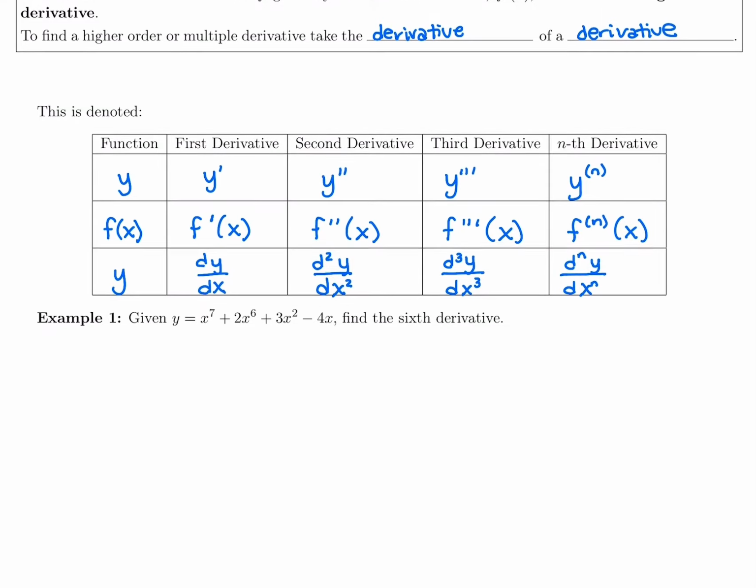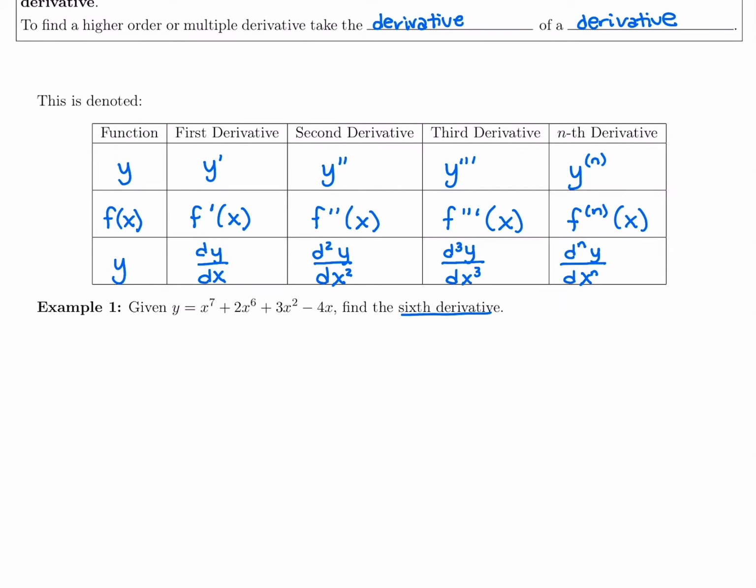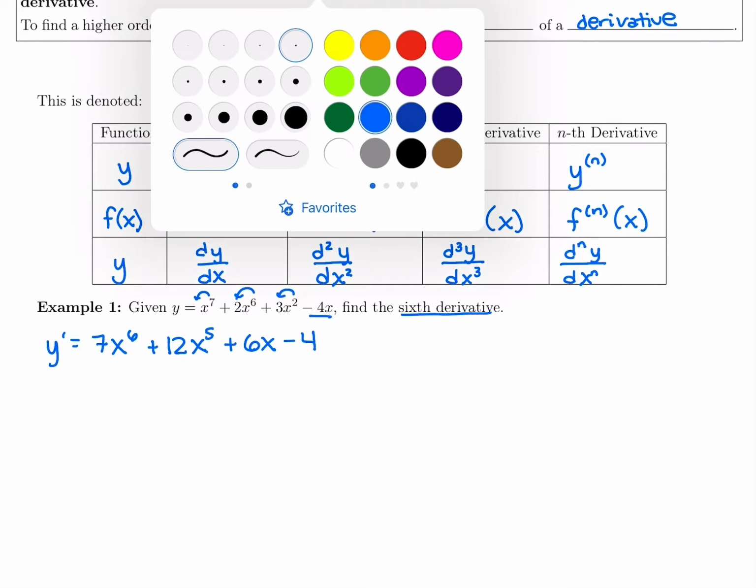So let's practice this. Let's find the sixth derivative, which is very high order compared to a first derivative, of this function here. We're going to see that it's really not too difficult. We're going to take the derivative of a derivative. Our first derivative of y, we'll label it y prime. We're just going to bring down the power. We have 7x to the 6. Next one, 2 times 6 is 12x to the 5th. Then we have 3 times 2 is 6x. Derivative of negative 4x is negative 4. There's our first derivative.